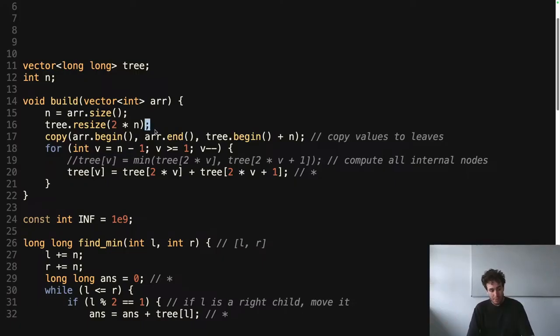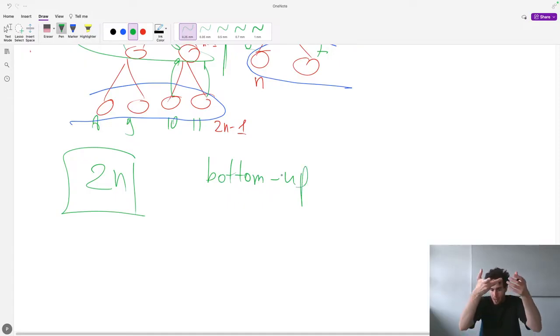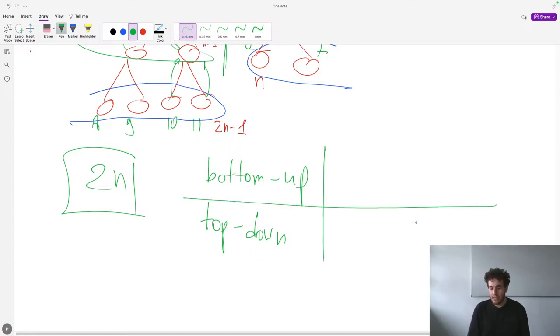This implementation of segment trees is called bottom-up, because we start at the bottom of the tree and then we go up, up, up with our queries and with preprocessing also. But there is also a different one, top-down, right? Which is a recursive version. So we start in the roots, then we go down, and there's a trade-off. So each one is simpler in its own way.